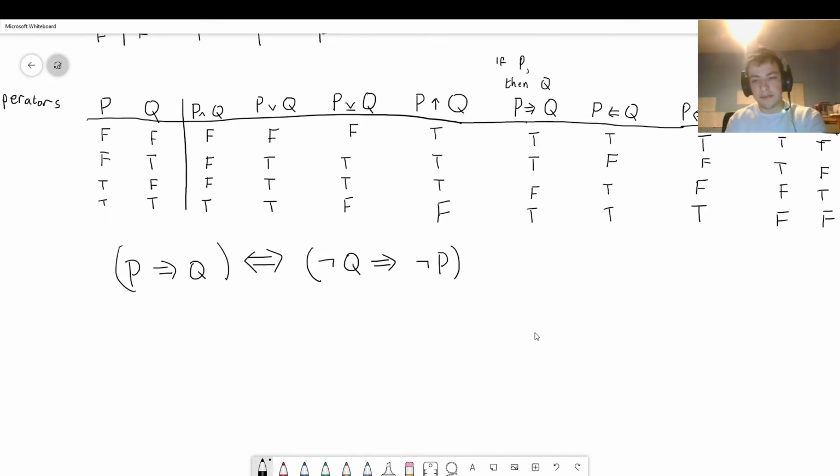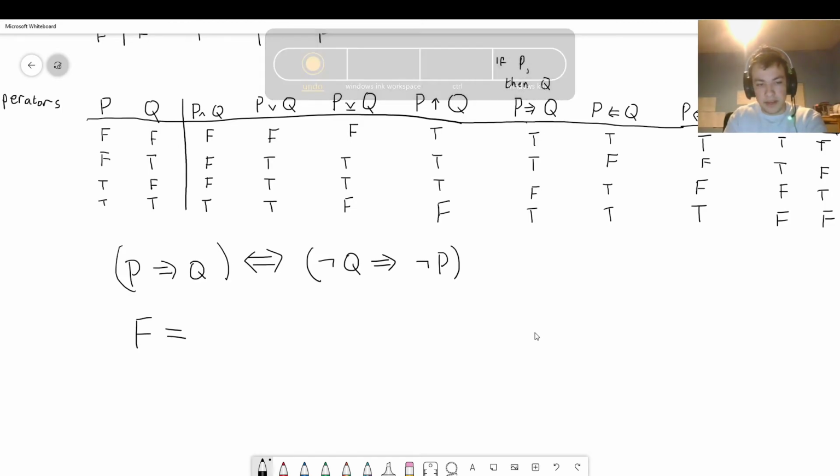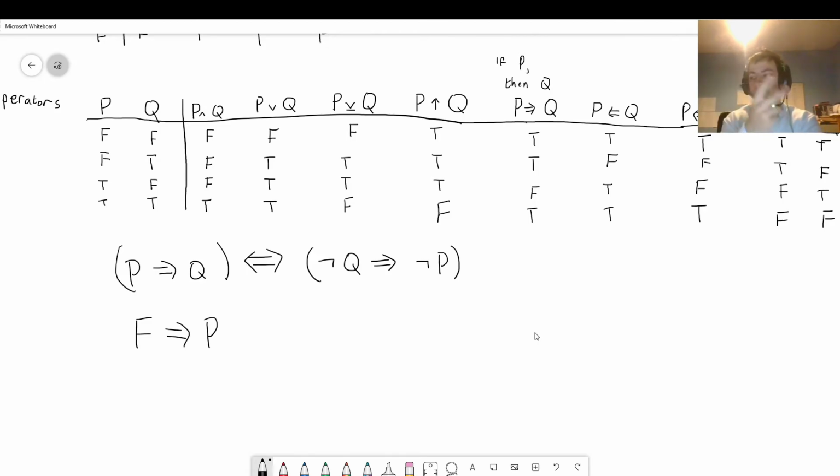Then we also have that any false value implies P is a tautology, so it's always true, whatever P is, as long as the left side is always false. And this is called ex falso quodlibet, which means from falsehood comes anything. That's another useful idea in maths. We'll use that a bit.